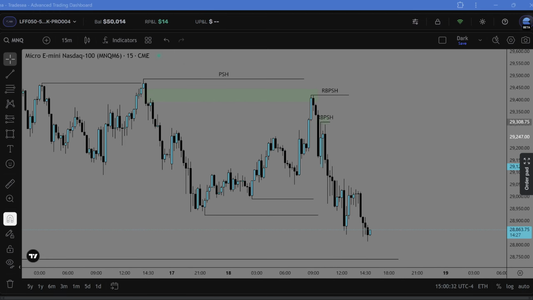So that is the basis of how to find protected swing highs and lows, and then how to find rebalanced protected swing highs and lows, which you always want to be trading away from, right?